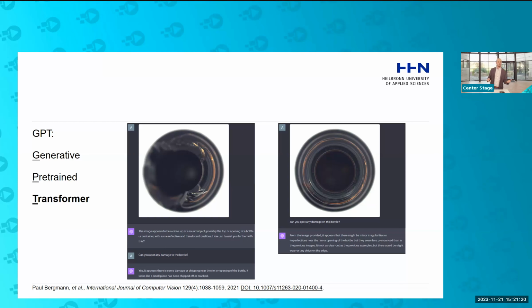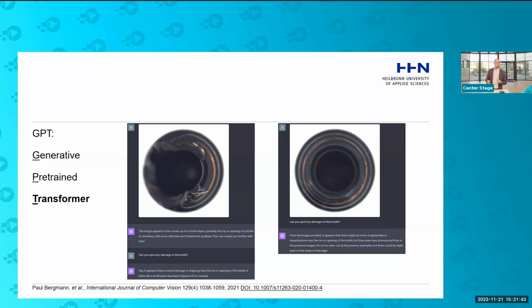Then I can ask it the question, is there any damage to the bottle? And again, accurately, it answers that there seems to be something chipped off. On the other hand, if I upload a good picture of a bottle, there is no damage spotted. Right. So it's already happening to some degree.